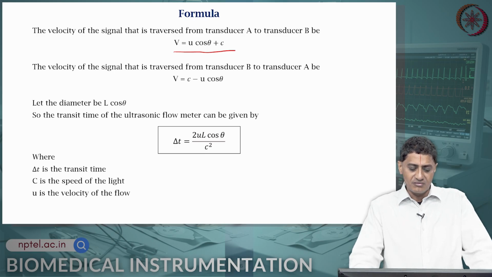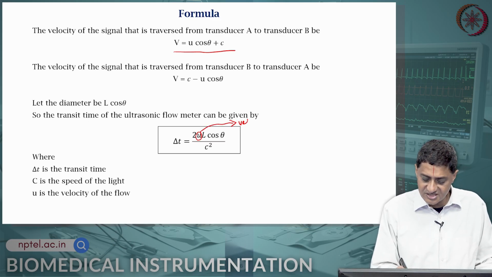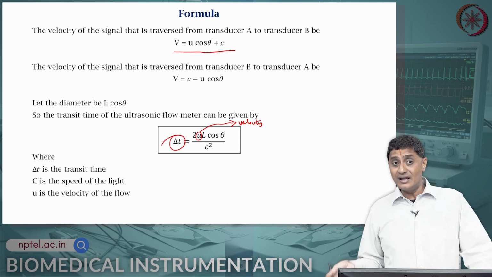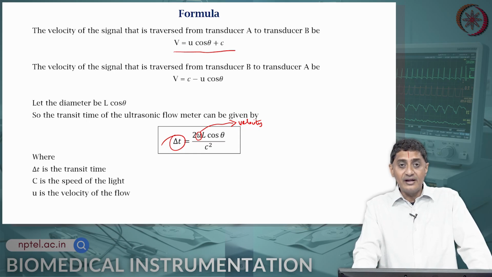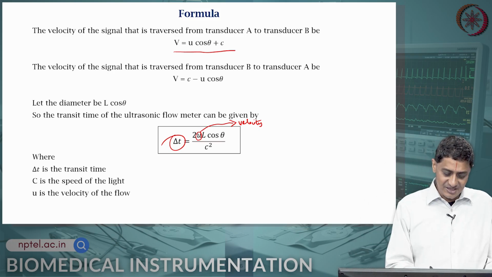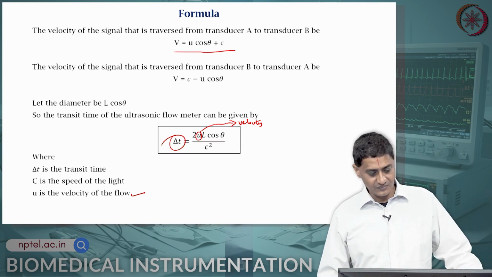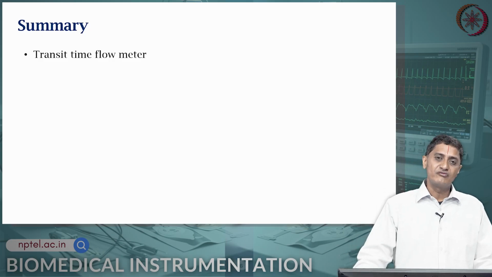Now, what is of interest for me? This is the velocity of interest for me, u, and this is what I am measuring. I know L, I know cos theta, and I know c, and I know delta t. Delta t is what I measure, and because delta t is directly related to u, I can essentially estimate or get an idea of what u is by measuring delta t. So, that is the principle of operation of a transit time flow meter.